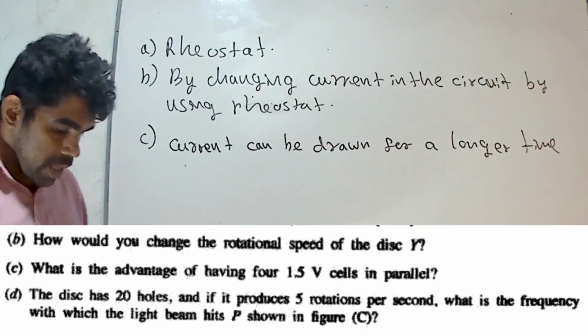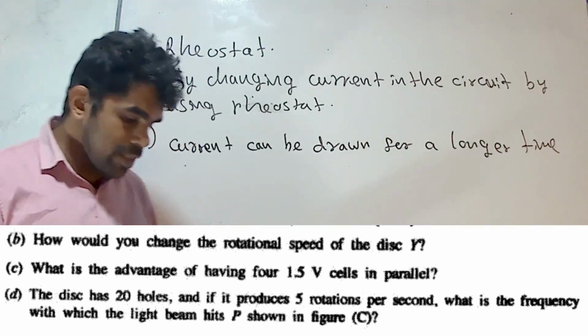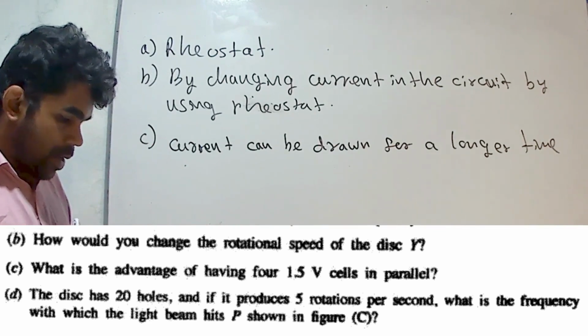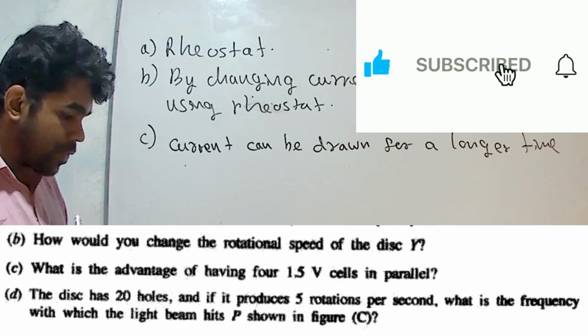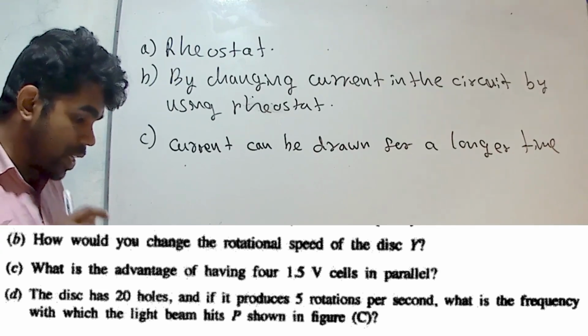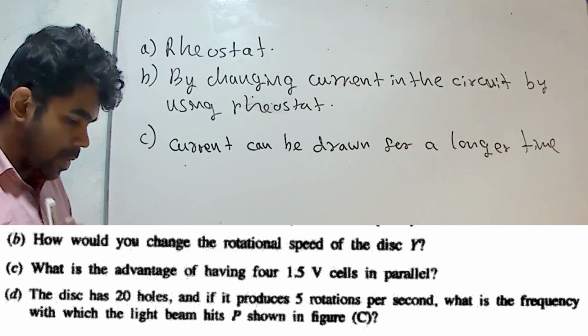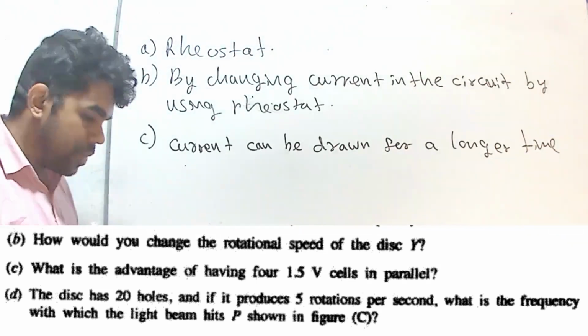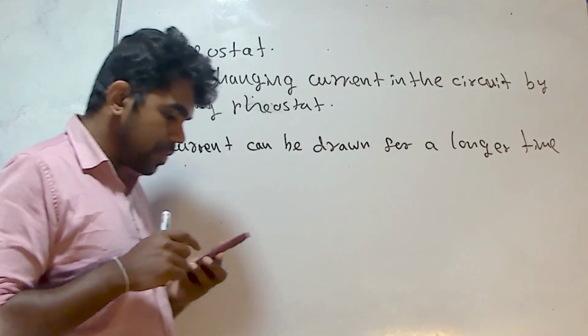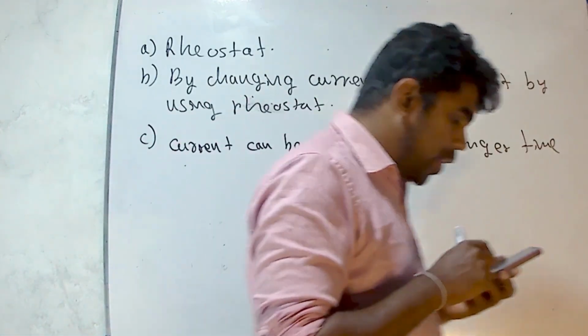Part D, the disc has 20 holes, and if it produces 5 rotations per second, what is the frequency with which the light beam hits P shown in figure C? P means photodiode.